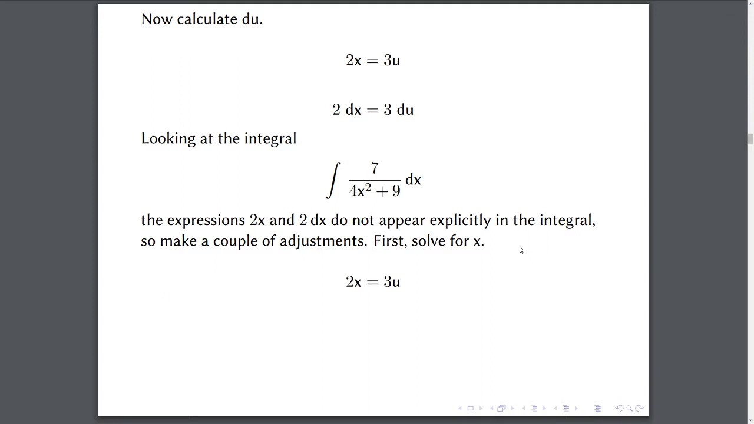I have the original substitution, 2x equals 3u. I can solve for x just by multiplying both sides by 1/2. So I wind up with x equals 3/2 u. Now that's just going to make it easier to substitute. Everywhere I see an x in the integrand here, I'm just going to substitute 3/2 u.